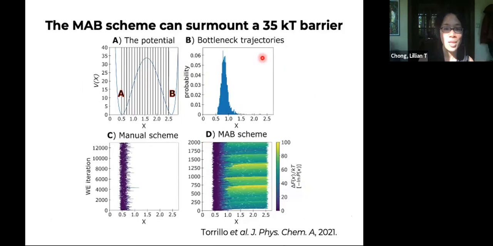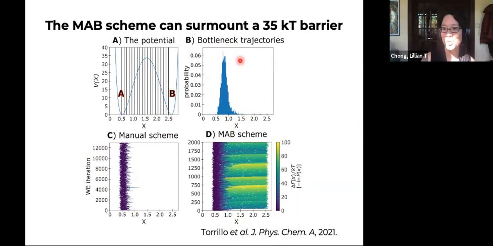And we showed that this scheme can surmount a large barrier for a toy model system, so this 35 kT barrier. If we use a manual fixed binning scheme and track the probability distribution as a function of weighted ensemble iterations and the position along this one-dimensional coordinate x, all of the probability is in the initial state. If we use the adaptive binning scheme, we get more even coverage all throughout this x coordinate. And this is because of early identification of these bottleneck trajectories.